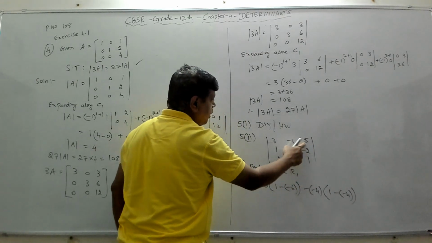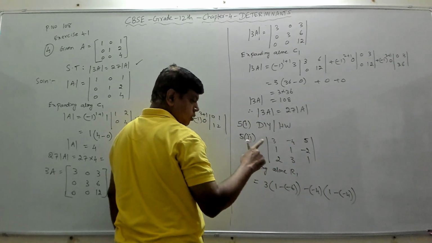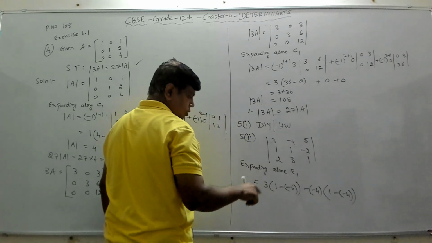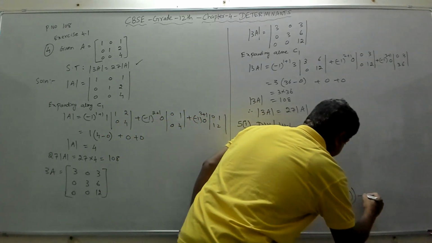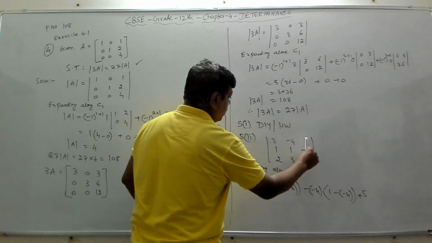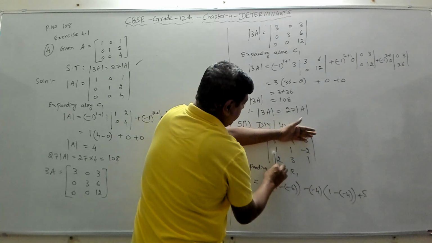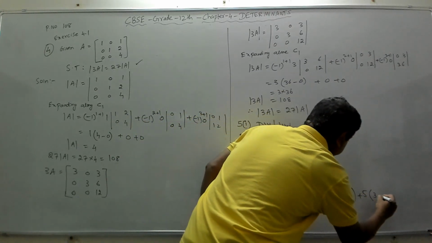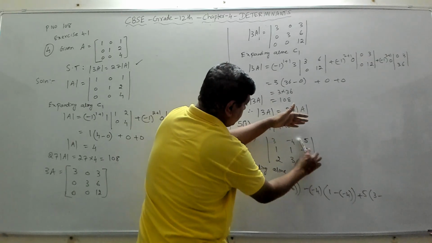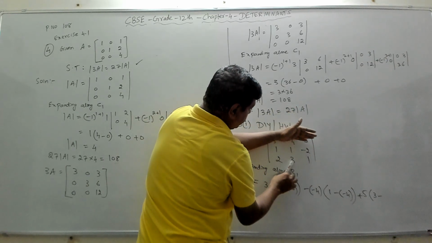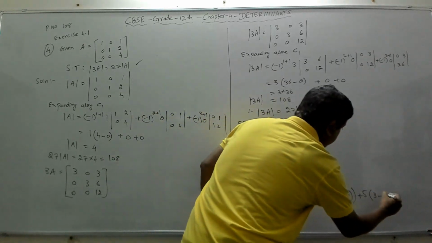Then the last one, which is 5. This is the position A13. A13 means 1 plus 3 is even, so minus 1 power even will be plus 5 into, we'll close this row and this column. We get 1 into 3 is 3, minus 2 into 1 is 2.